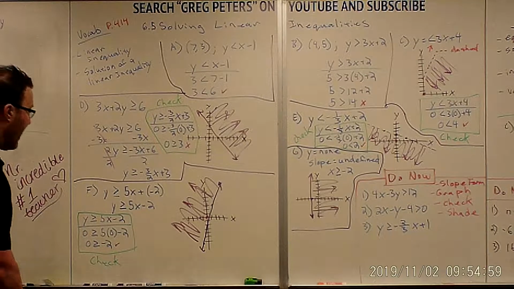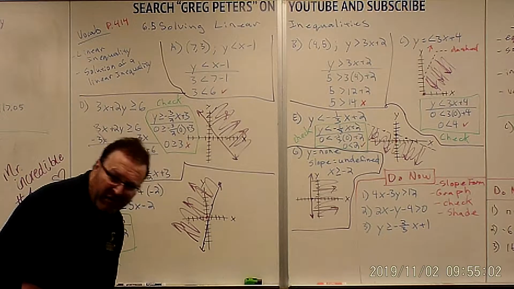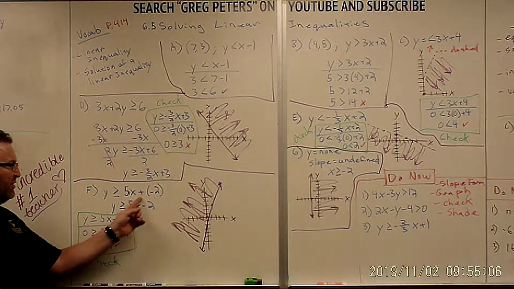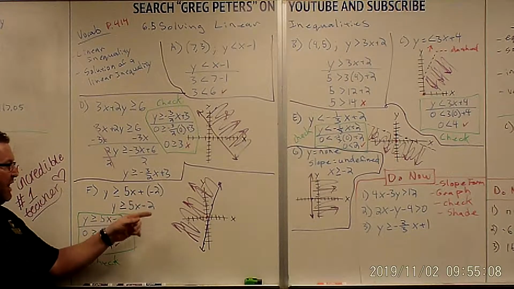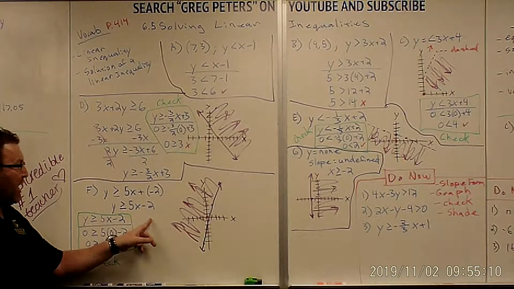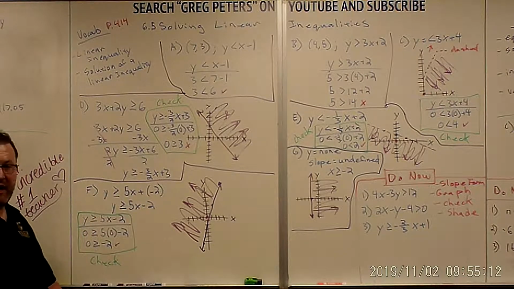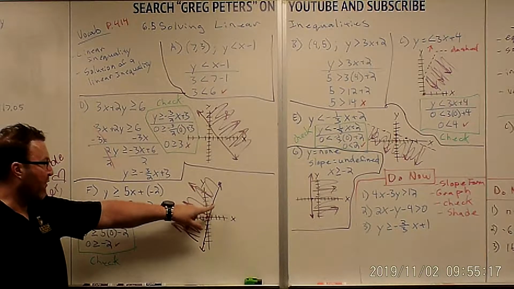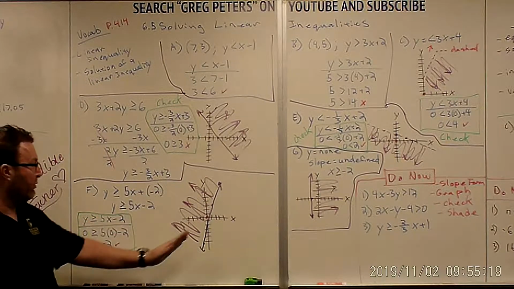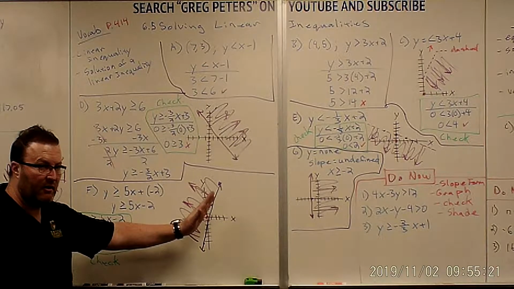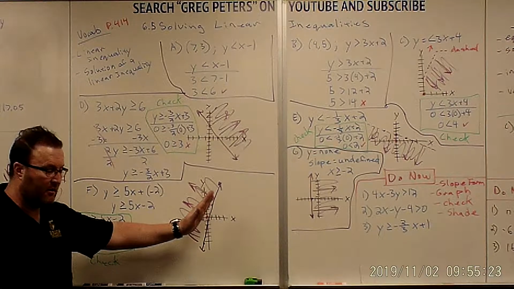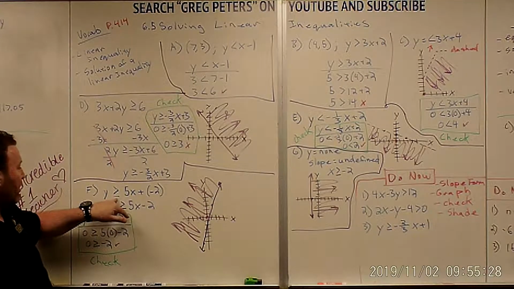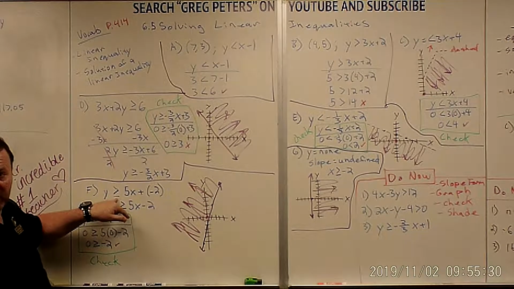Okay, let's go to F. Anything really special on this problem? No. Does this look strange? Yeah, no. It just overtakes it, right? Yeah, because it's positive times a negative, it turns to negative. We can graph this out. We go down to negative 2 on the graph, we go up 5 over 1. There's our line. It's equal to, so the line is solid. Greater than is what direction in this case?